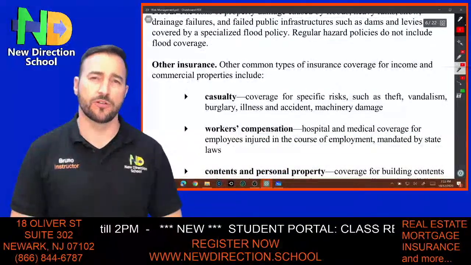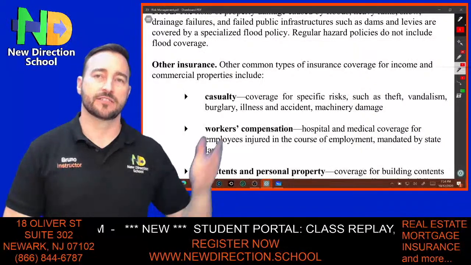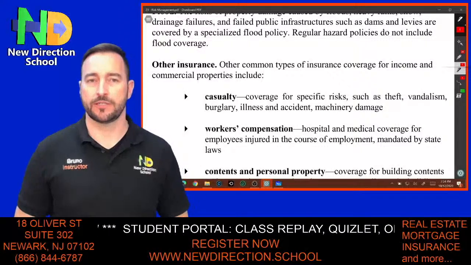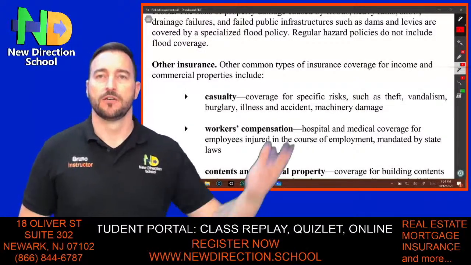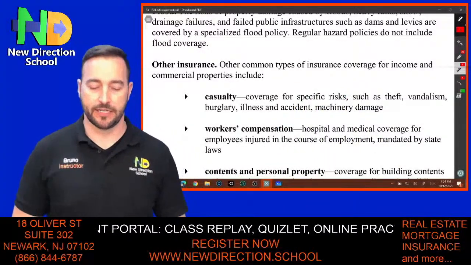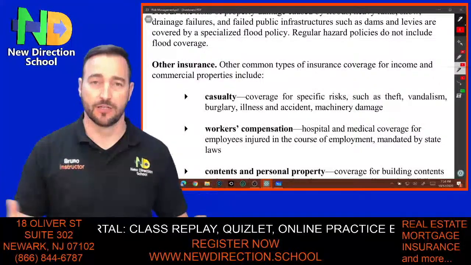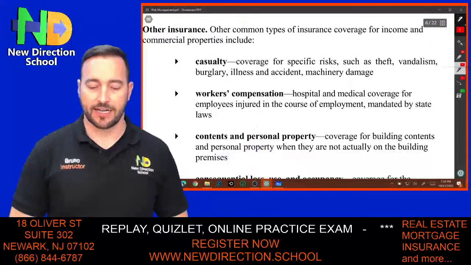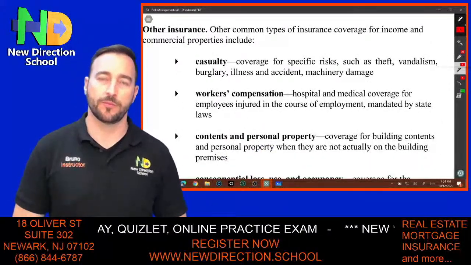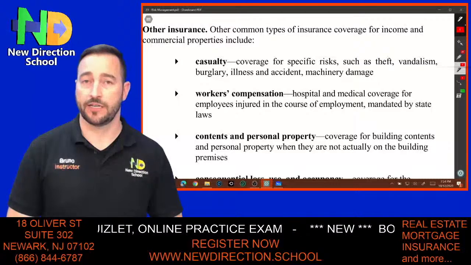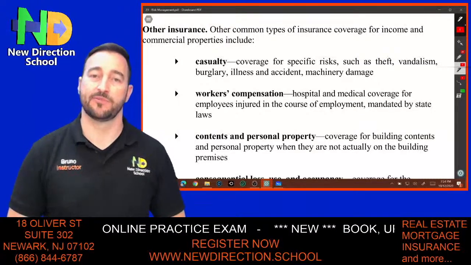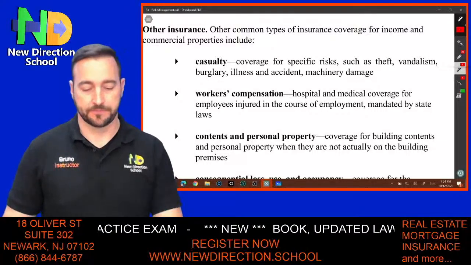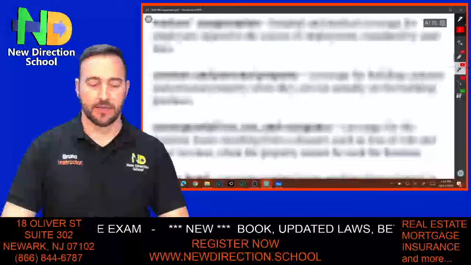There are other types of insurance, which will be property and casualty. In this case, casualty, because we already covered property. Casualty usually is included in the hazard insurance as well, which will cover theft, vandalism, burglary, illness, and accident, machinery damage, depending on if it's a business or if it's residential. Workers' comp, like I said, if an employee is injured in the course of employment, you're covered. So if you go and show a house and you slip and fall at that house, you're covered by workman's comp. You were there on behalf of the company.